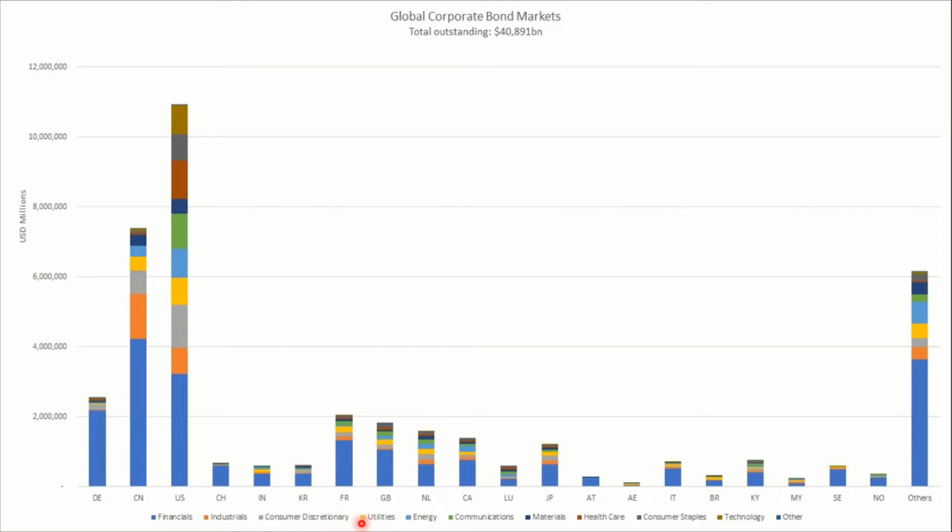Although dito sa Pilipinas, we have three major issuers of corporate bonds. Number one is the financial, followed by the property sector, and then the utility sector. So, ito naman, worldwide perspective. Ano? So, financial, industrial, consumer, utilities, energy, communications, materials, healthcare, consumer staples, technology, and others. So, I just wanted to show these slides to you guys just so you know kung paano yung lagay ng bond market in a global perspective before we proceed to the definition of bonds.